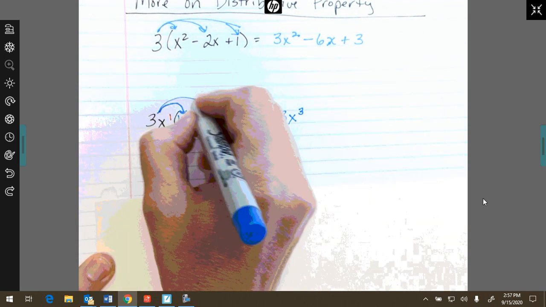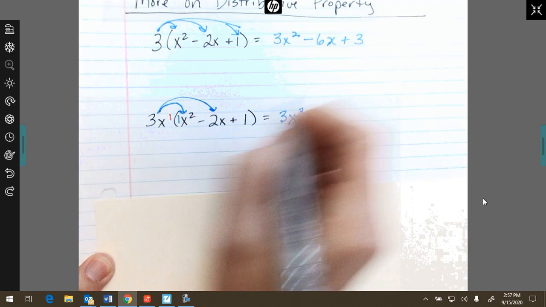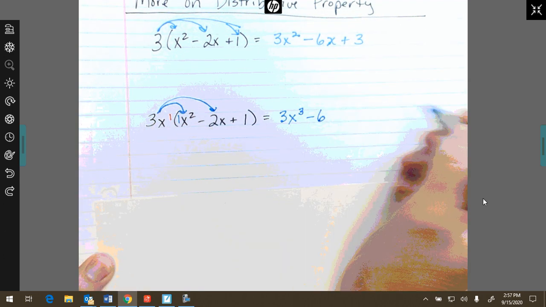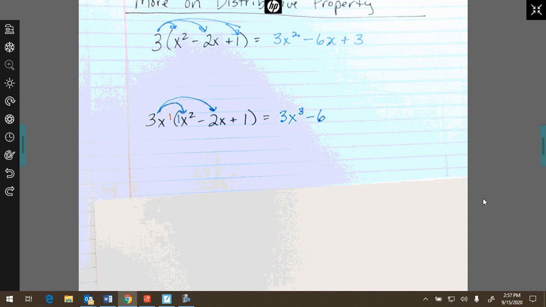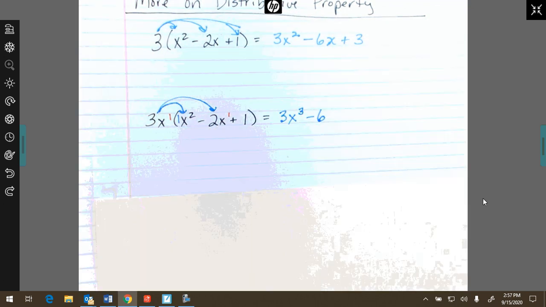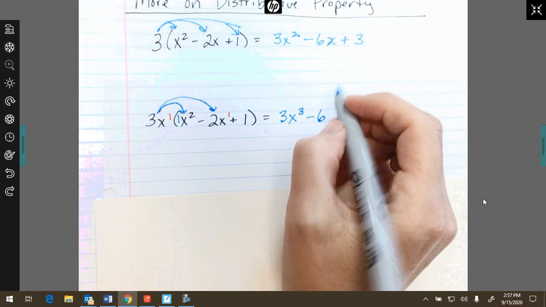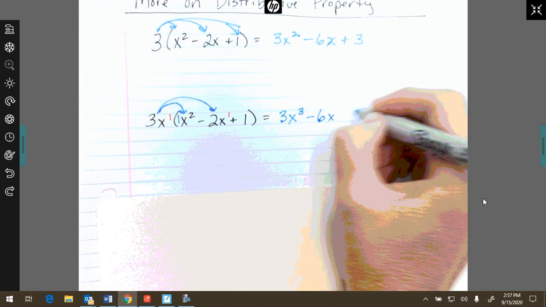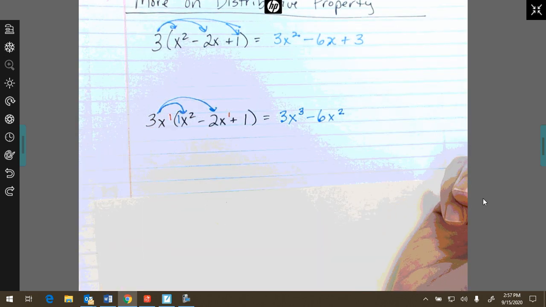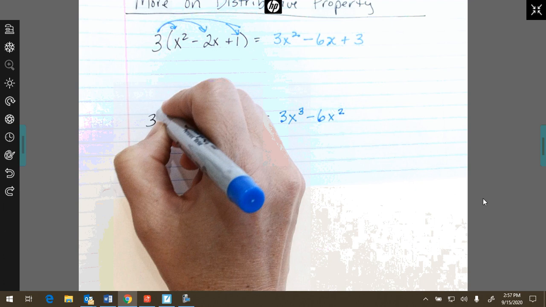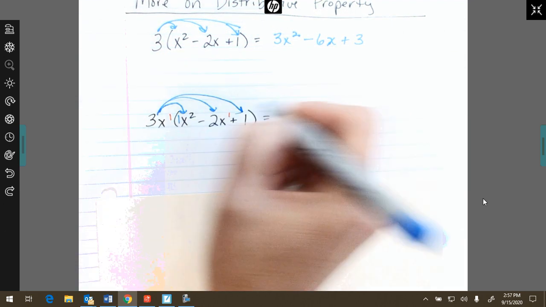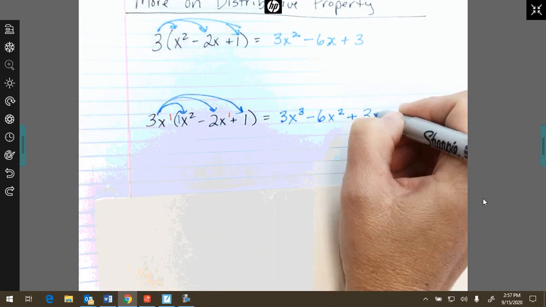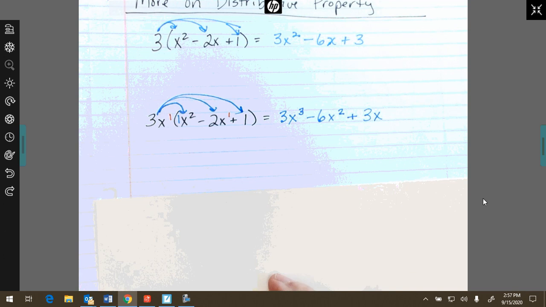Then 3x times negative 2x. 3 times negative 2 is negative 6. Again, we're going to put that little invisible 1 back in there. So then that's going to be x to the 1 plus 1 is 2. And then I'm going to do 3x times 1. Well, that's just 3x. And that's it.